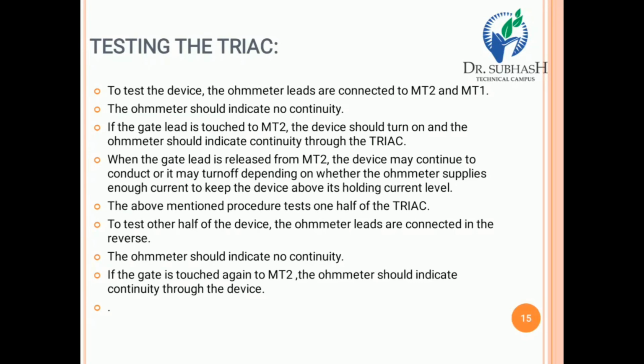The above mentioned procedure tests one half of the triac. To test the other half of the device, the ohm meter leads are connected in the reverse direction, right? So the ohm meter leads are connected in one direction first, and after testing that half, they are connected in the reverse direction. The ohm meter should indicate no continuity. If the gate is touched again to MT2, the ohm meter should indicate continuity through the device, right?